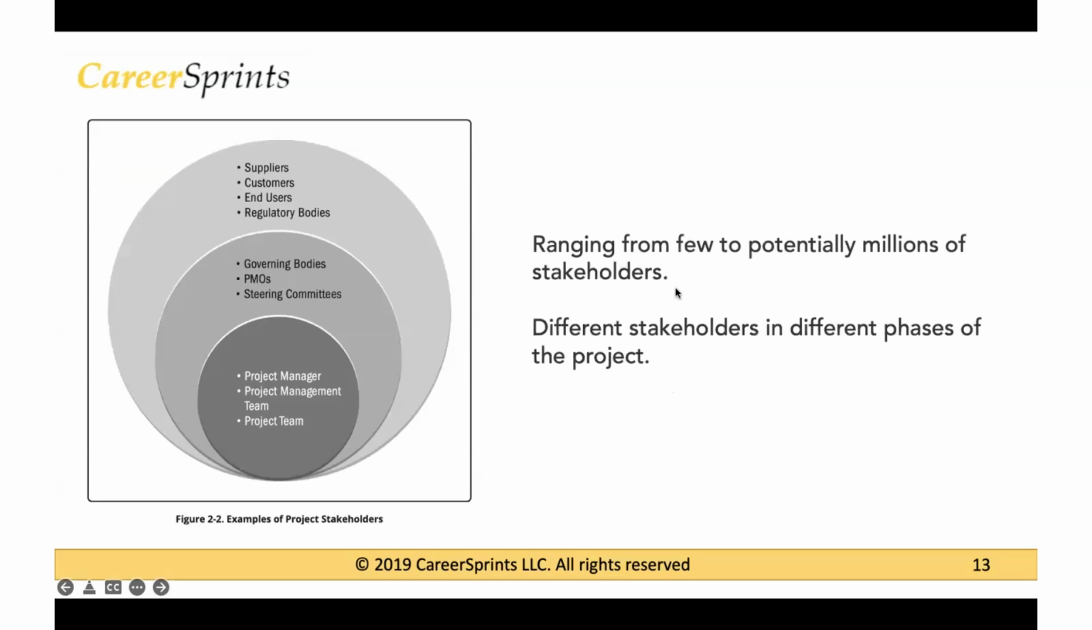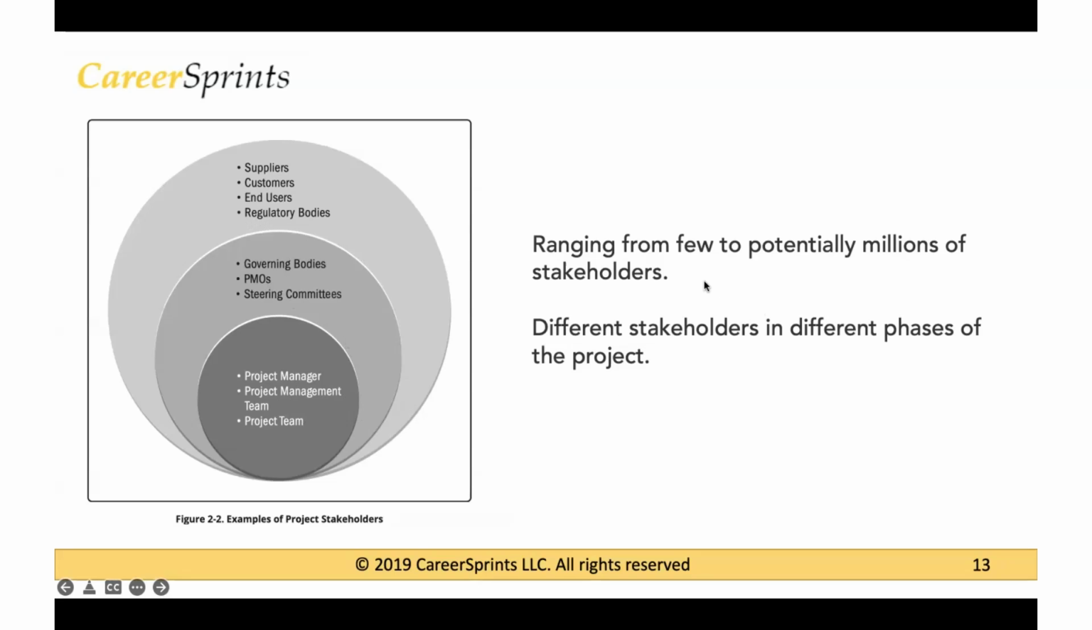Now, let's look at the different steps in stakeholder analysis, and let's also understand a little more about stakeholders. So if you look at project stakeholders, there is an example that is given here, and I've taken this from the PMBOK. You would see that this shows you that the project manager, the project management team, the governing bodies, the PMOs, the steering committees, the suppliers, customers, all of these people are stakeholders.